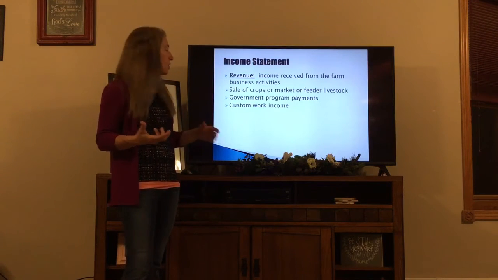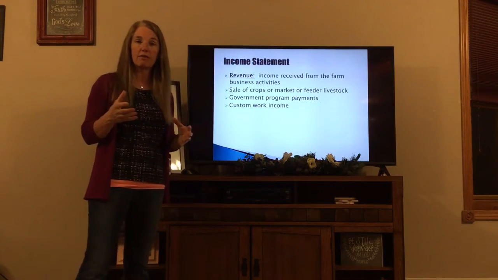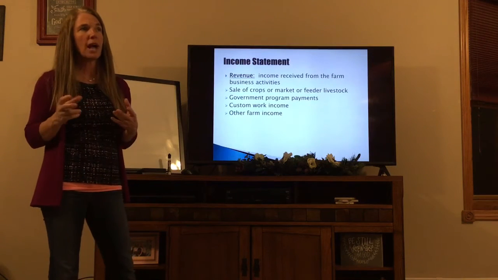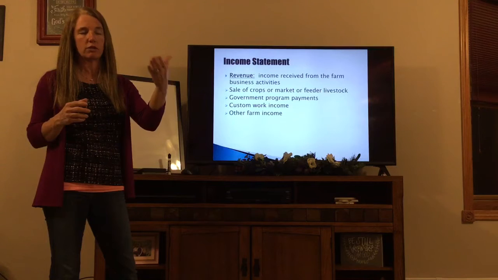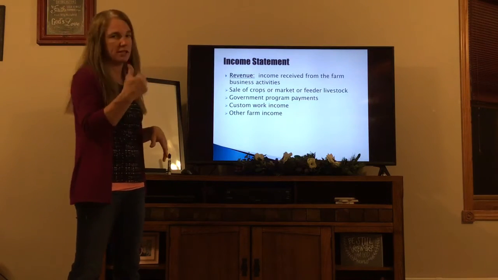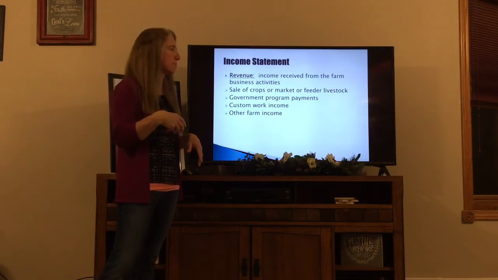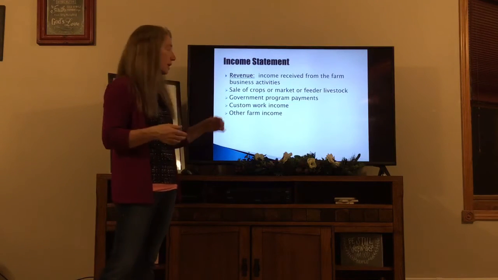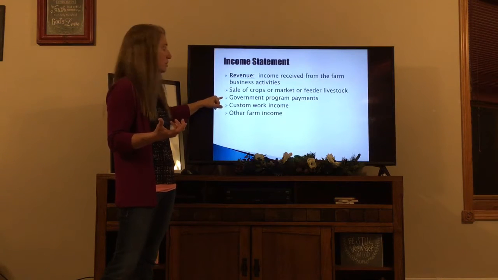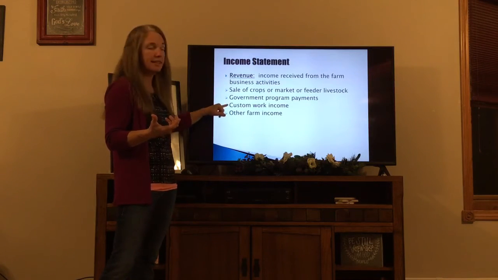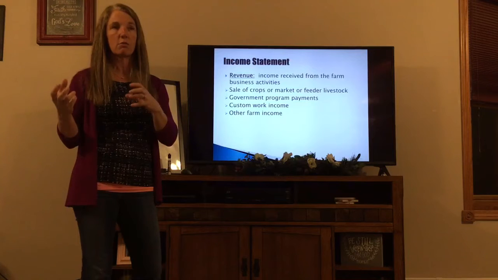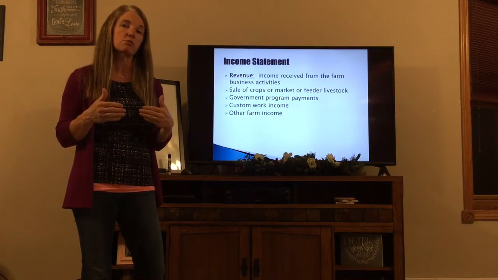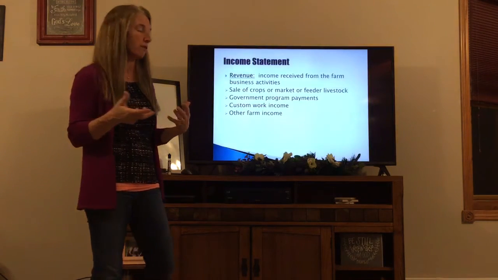Some other things that we could possibly have as well: we could have some government program payments. Perhaps we have some government involvement in programs, and we've received some income from that. If we have some CRP payments, or other payments that have come from any of the programs, then those are going to be considered income to us as well. And anything where we do something for someone else in our farming enterprise would be custom work income, and that would also be part of our income.